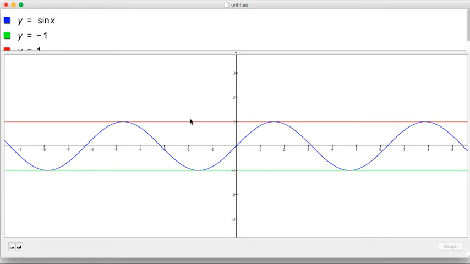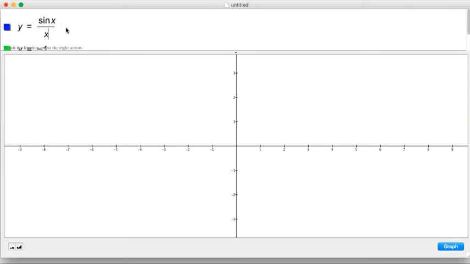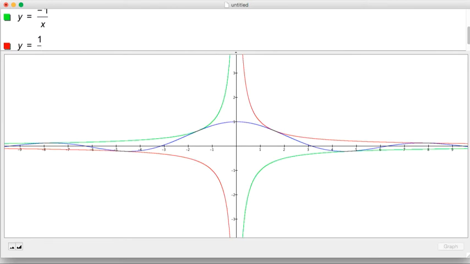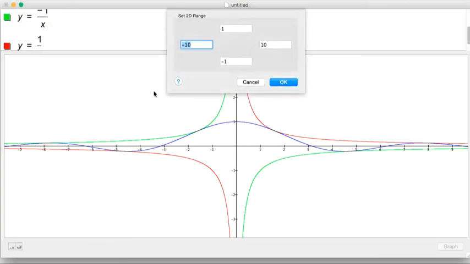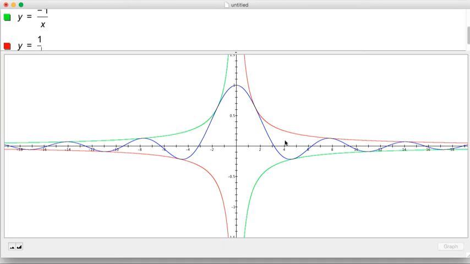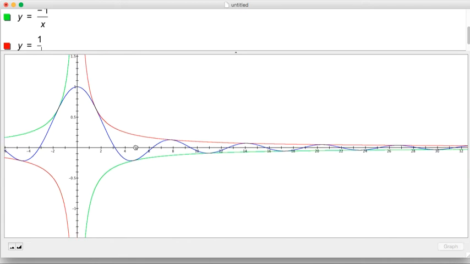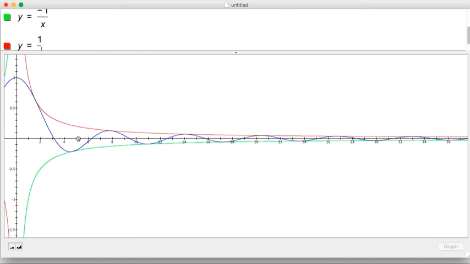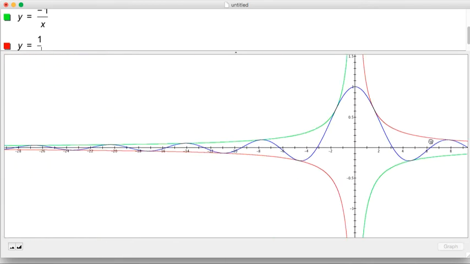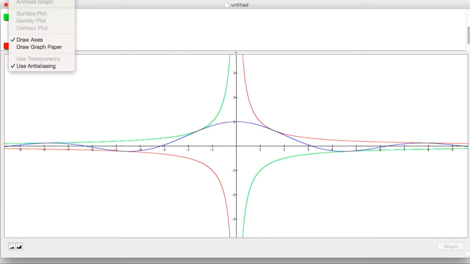Here's sine x bounded between the two horizontal lines, and therefore sine x over x is bounded between -1 over x and 1 over x. Let's look at a different window to see it a bit better. No matter what x-coordinate we're dealing with, the blue graph is always bounded in height between the red and the green, and same on the other side.